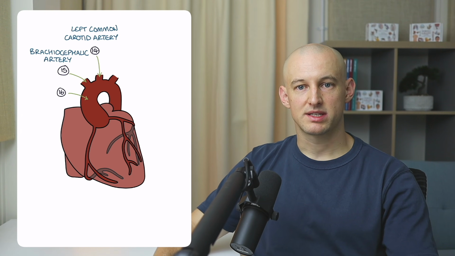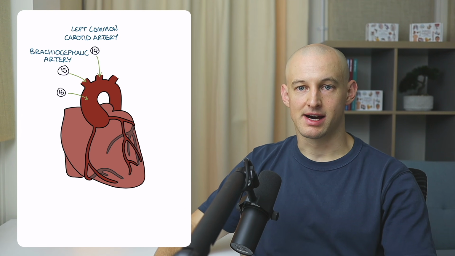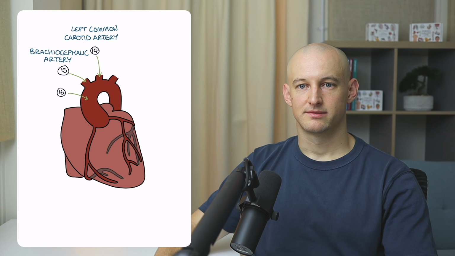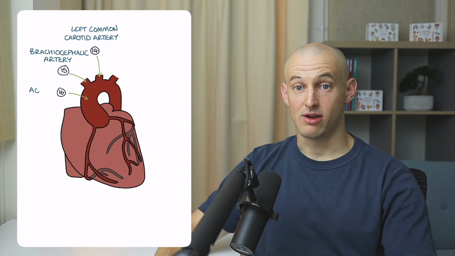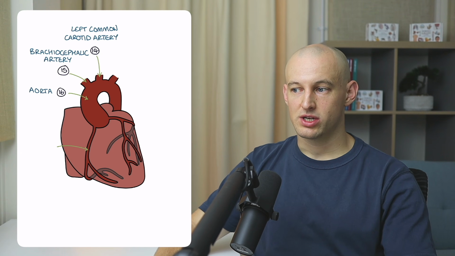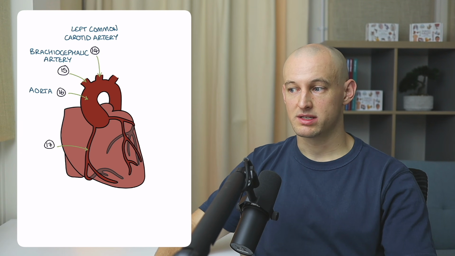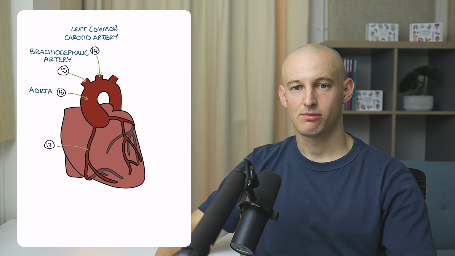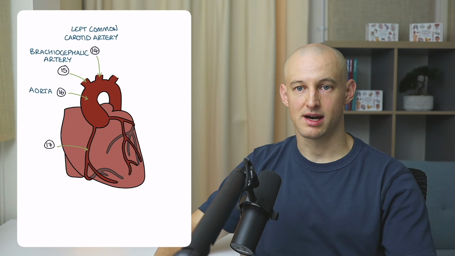Question 16. What's this big blood vessel coming out of the heart? The aorta. Question 17. What's the name of this artery which supplies blood to the heart muscle?